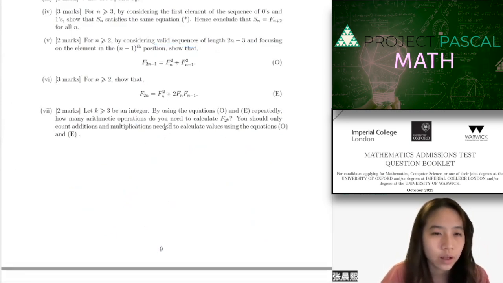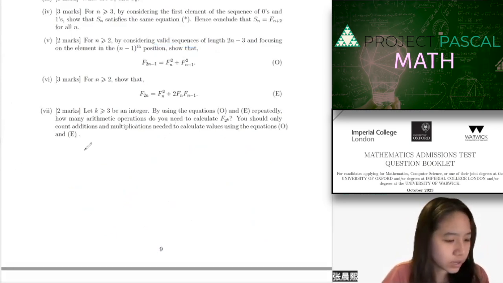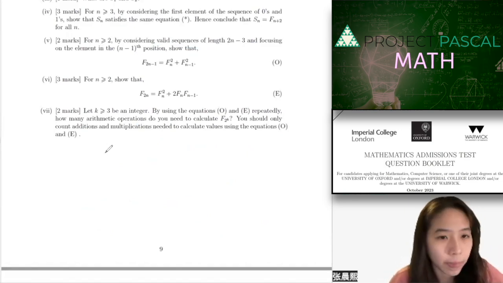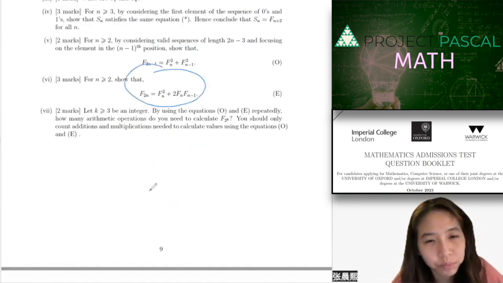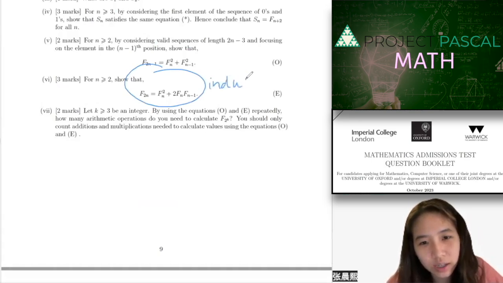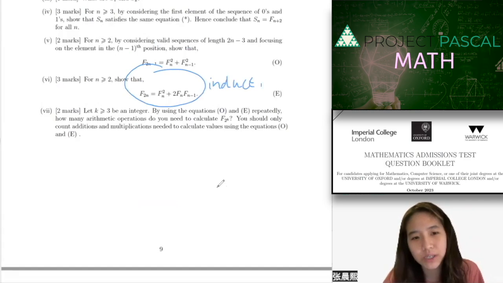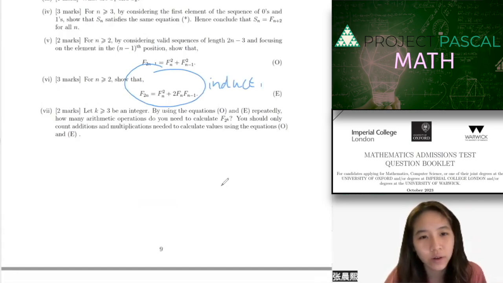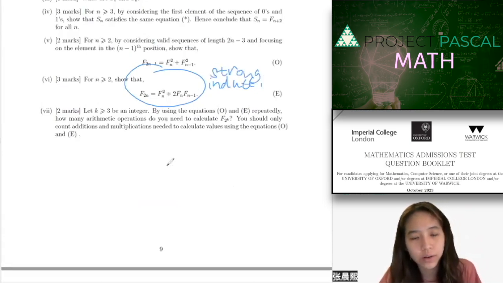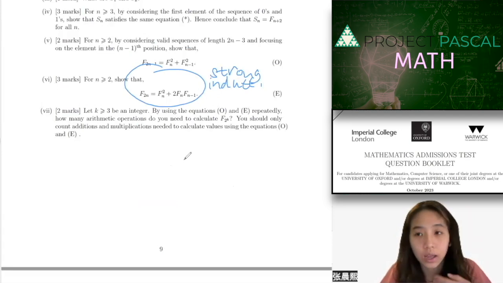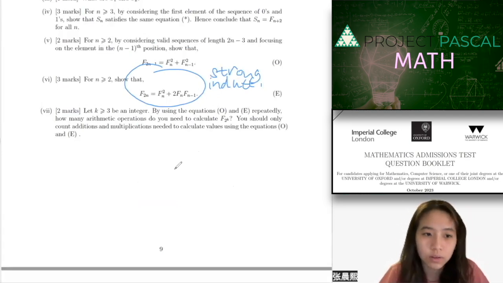Okay, for question VI, show this. Okay, basically just induct, just induct. You show for f2n plus 2, and then you can basically get strong induction from f0 all the way to f2n, and then you can get f2n plus 2. Use the Fibonacci rule.